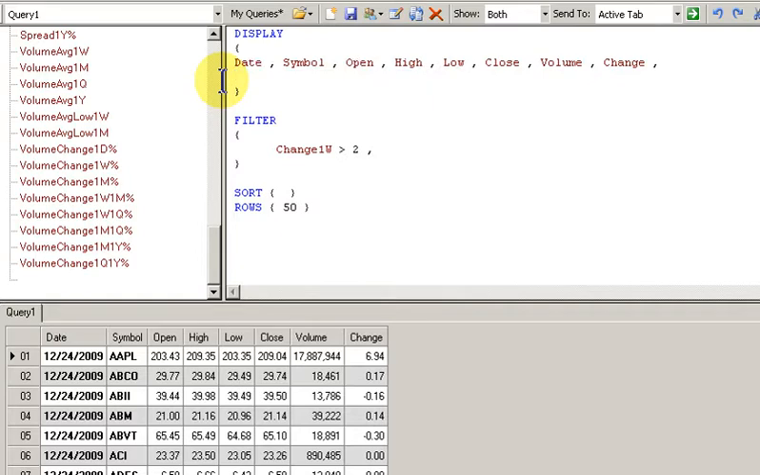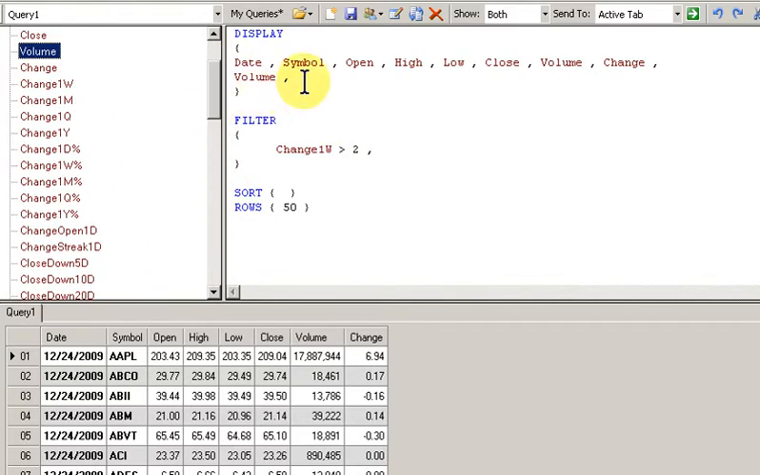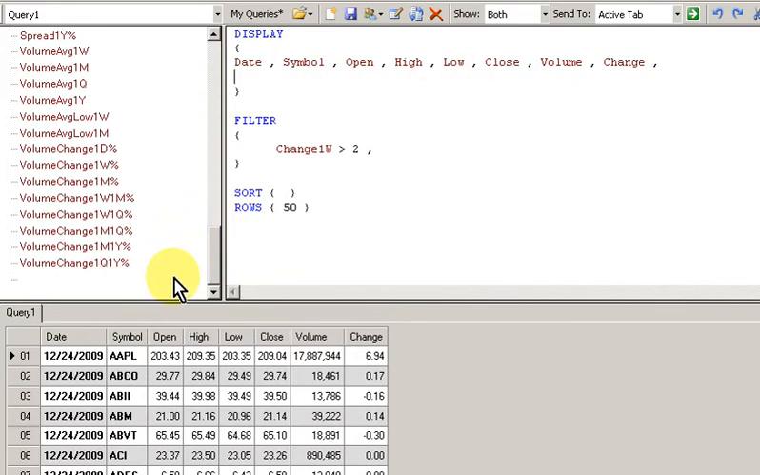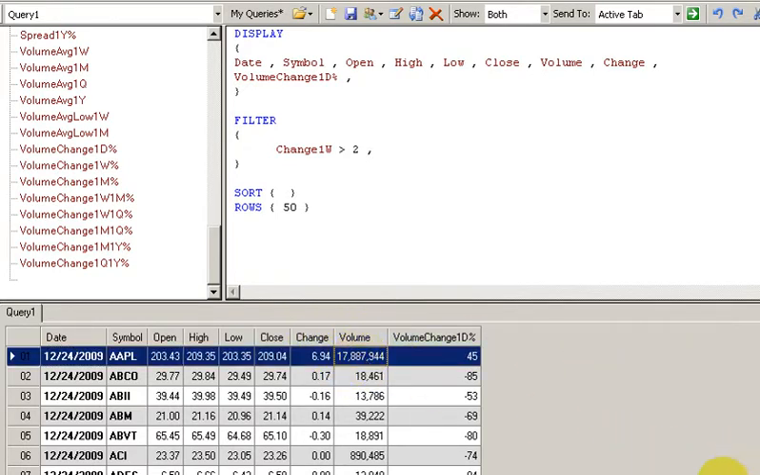Alright, volume change. You have day, week, and month. So let's go ahead, and I am going to load volume for this one. Volume and volume change. As a matter of fact, we already have volume. It's already in there. So let's load volume change one day, and we'll run that. And with the rich client, you can just drag and drop your columns, so now they're next to each other.